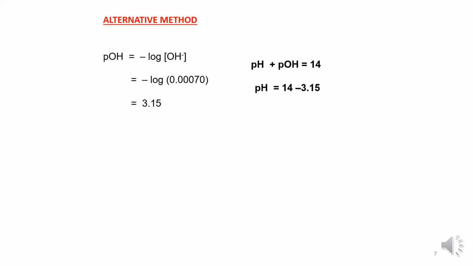Alternative method to determine pH. We know pH plus pOH equals 14. pOH equals negative log concentration of hydroxide ion. Substitute the concentration of hydroxide ion, 0.0007. So pOH equals 3.15. To determine pH, pH equals 14 minus 3.15. pH equals 10.85.